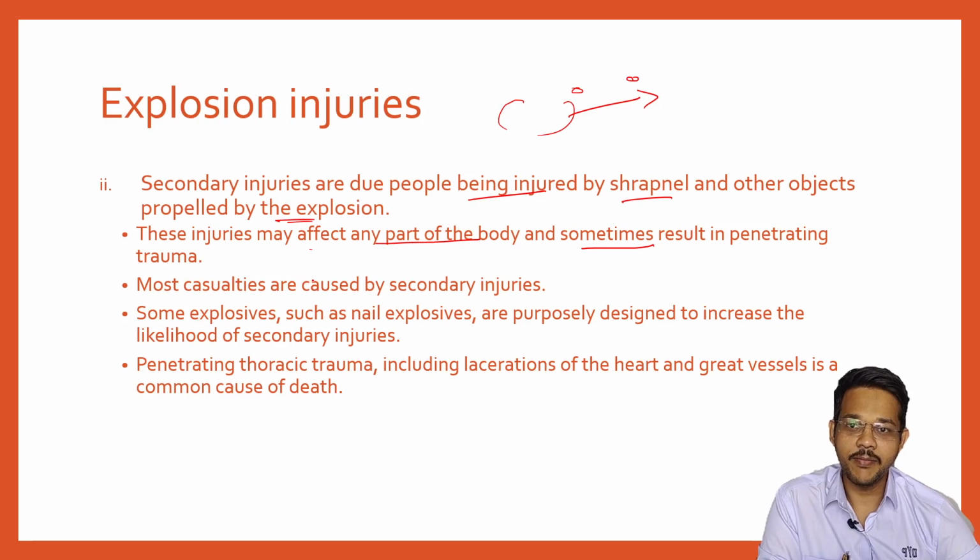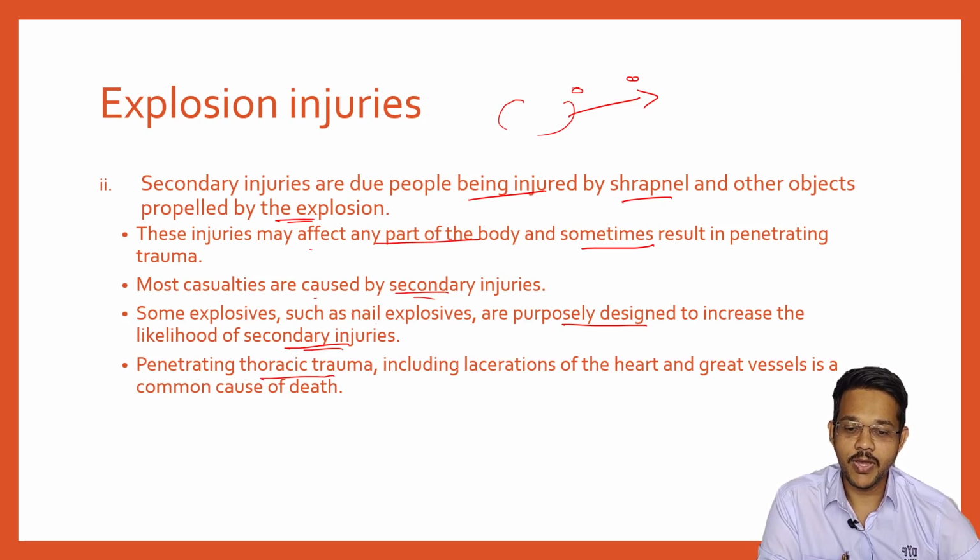These are flying missiles traveling at a very high velocity, like bullets, and may penetrate the body, creating any type of injury. Most casualties are caused because of secondary injuries. Some explosives, such as nail explosives, are purposely designed to increase the likelihood of secondary injuries. So, explosives may contain nails to increase these types of injuries.